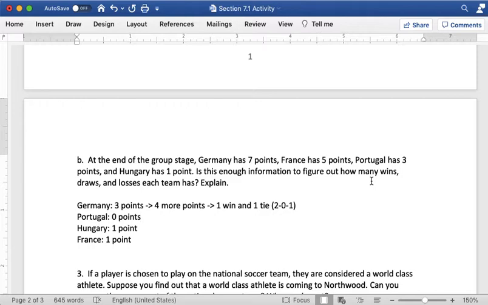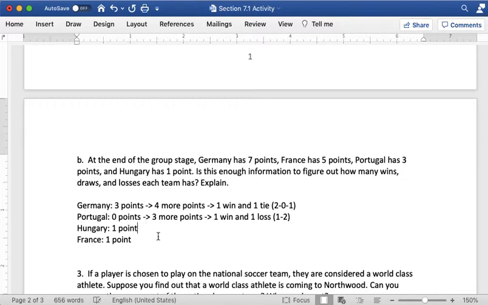Okay, let's go to Portugal. Portugal started with 0 points after the first round, and now they have 3 more points. How can they get 3 points? Well, 1 win, or they could have 3 draws or 3 ties, but they can't have 3 ties because there's only 2 more games for them to play since they've already played 1. So it must be that they got 1 win to get 3 points, and then since they only had 3 more points, then they must have lost the other game. So 1 win and 1 loss, which overall gives them a record of 1 and 2.